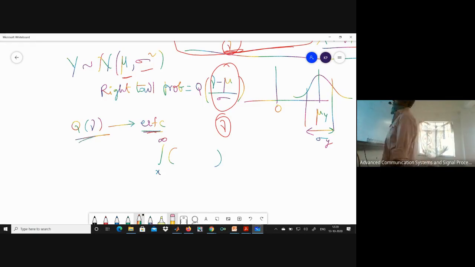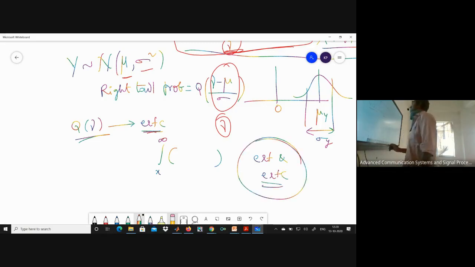If you are very good at complementary error functions and error functions, ERF and ERFC, it will be very good. You will be able to assess this problem very easily. Okay.